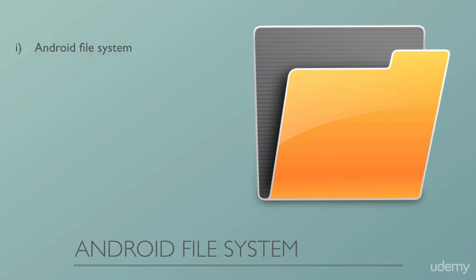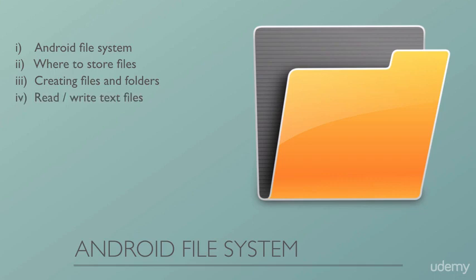So first I'm going to teach you all about the Android file system, how it's constructed similar to Linux, and what partitions do what. Then I'm going to tell you where to store the files for your app, and in particular where your app is allowed to store files. Then we're going to look at creating some files and folders of our own. We'll learn how to read or write to text files stored inside our app's storage folder.